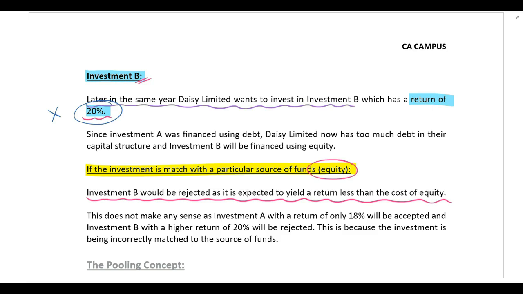Why would you reject an investment that has a higher return than a previous investment that you have already accepted? So please refer to the discussion just below. This does not make any sense. Investment A had a return of only 18% and will be accepted. However, investment B with a higher return of 20% is going to be rejected. And what is the reason for this? This is because the investment is being incorrectly matched to the source of funds.